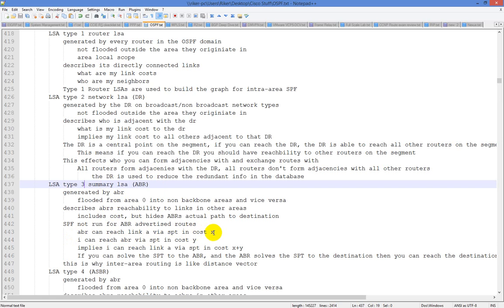So you take X and Y, you add them together. This means that if you can solve the shortest path tree to the ABR, and the ABR solves the SPT to the destination, then you can reach the destination. So the idea is you solve your shortest path to the ABR. That's all you worry about in your area. Once it hits the ABR, it's the ABR's responsibility to reach the next hop.